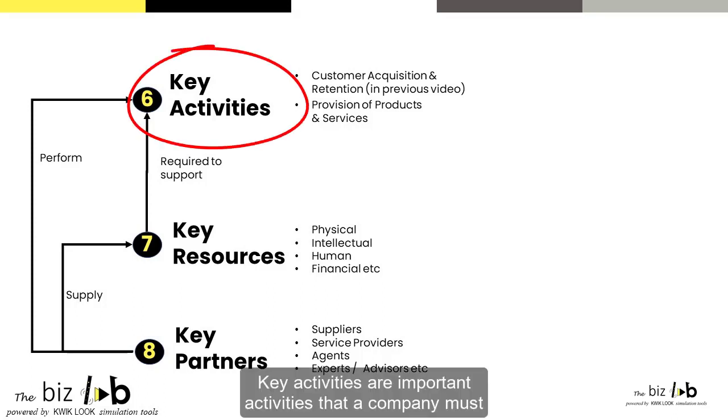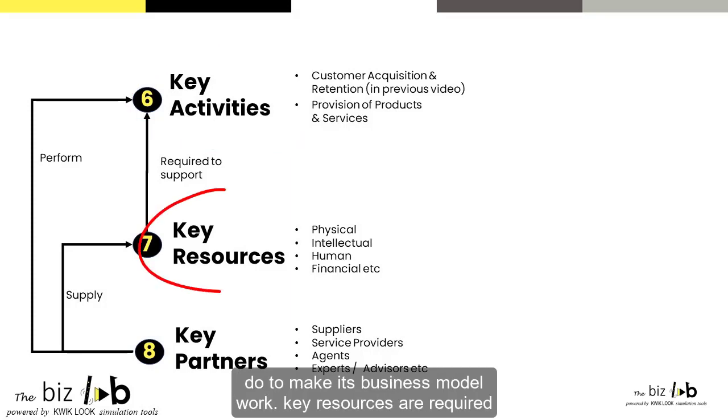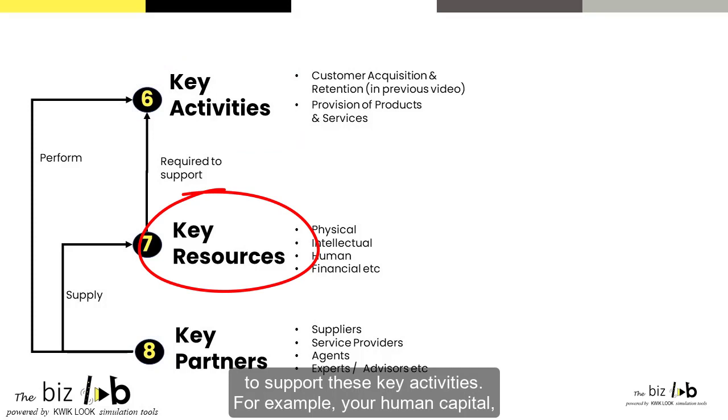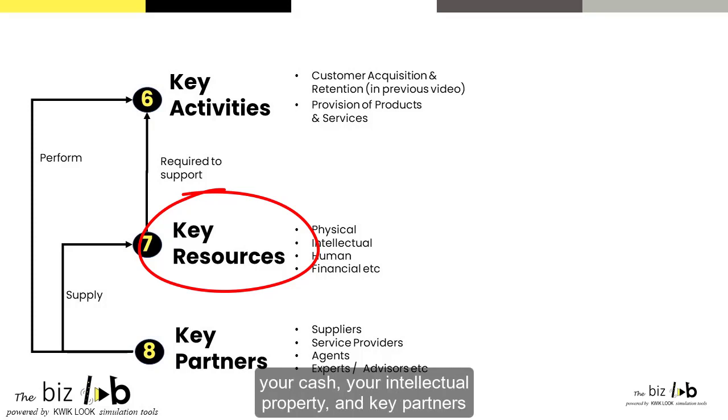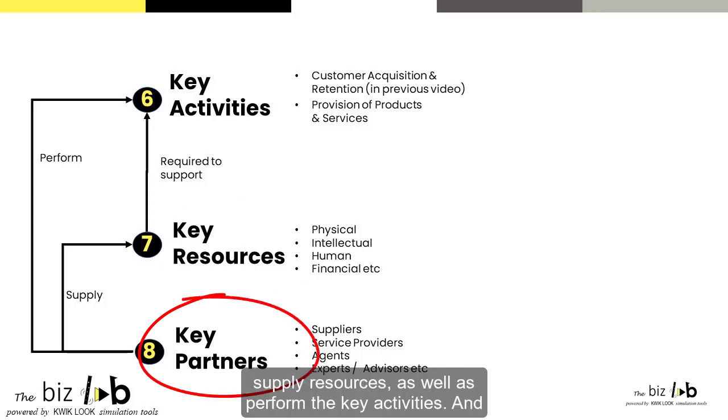Key activities are important activities that a company must do to make its business model work. Key resources are required to support these key activities. For example, your human capital, your cash, your intellectual property. And key partners supply resources as well as perform the key activities.